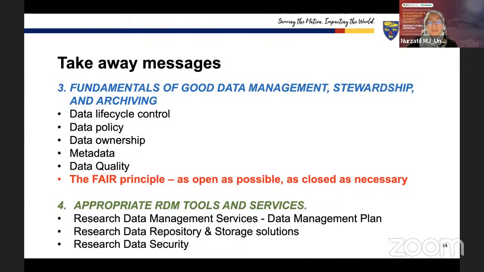But I can't emphasize enough the importance of the data management plan. The DMP is very, very important. Then we need the repository, we need storage solutions, and of course, we need data security. So I guess that's the role of the RDM committee members, to explore what tools are out there that can address all these needs when we want to implement RDM.